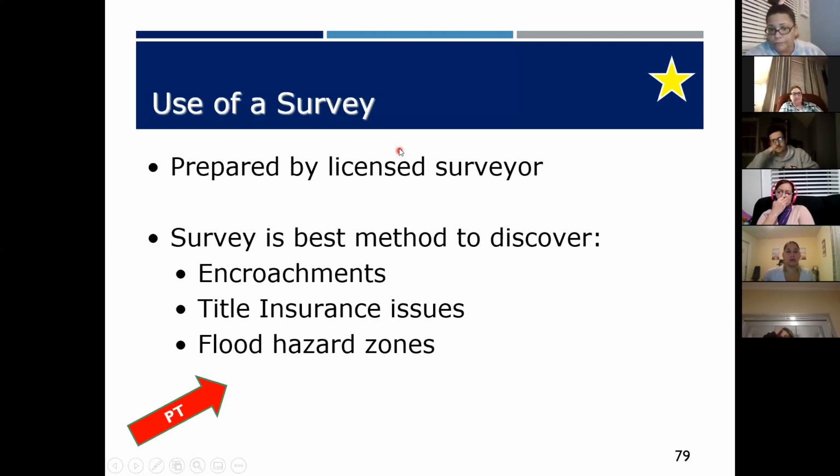About the buyer getting a survey before they buy. So title insurance: if the buyer refuses a survey and then purchases the property and something comes up on the title that could have been discovered had they had a survey done, title insurance may not protect them. And again, we're going to talk more about title insurance in unit 5, next unit. Like I said, if we don't get to title insurance tonight, then we'll get to it tomorrow night.